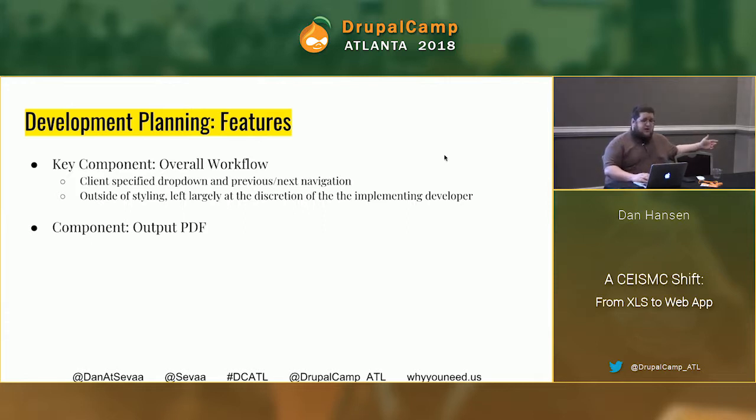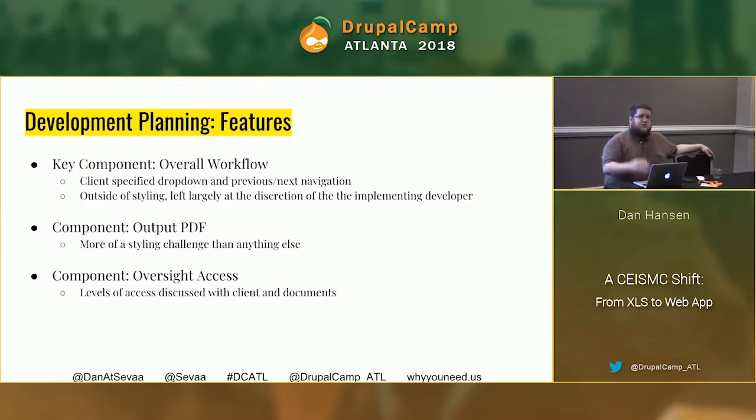Another major component was the output PDF. If you've seen my talks in the past, I've literally given the class on doing PDFs in Drupal, so that was a solved problem in our case. So it was more of a styling challenge than anything else. And then the other major feature was oversight access, which is just going to be different account levels and their ability to access different components of the site.